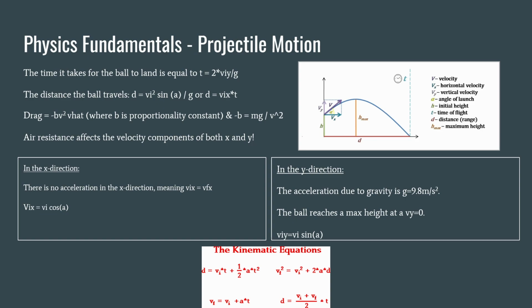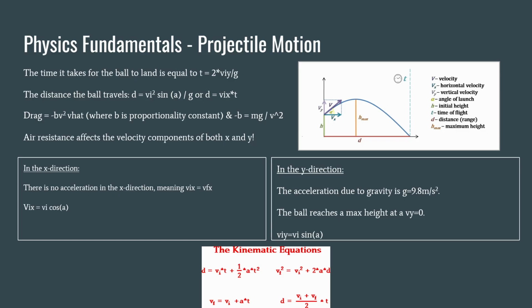So we find the time that it takes for the ball to land, where time is equal to 2 times the initial velocity y divided by gravity, and distance equals the initial velocity squared times the sine of 2 times the angle divided by gravity, or distance can also equal the initial velocity in x times time, and both of those are just solved kinematic equations.